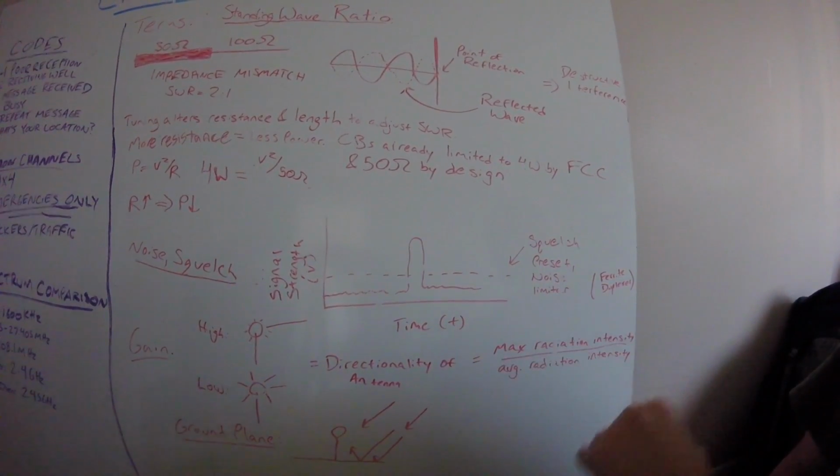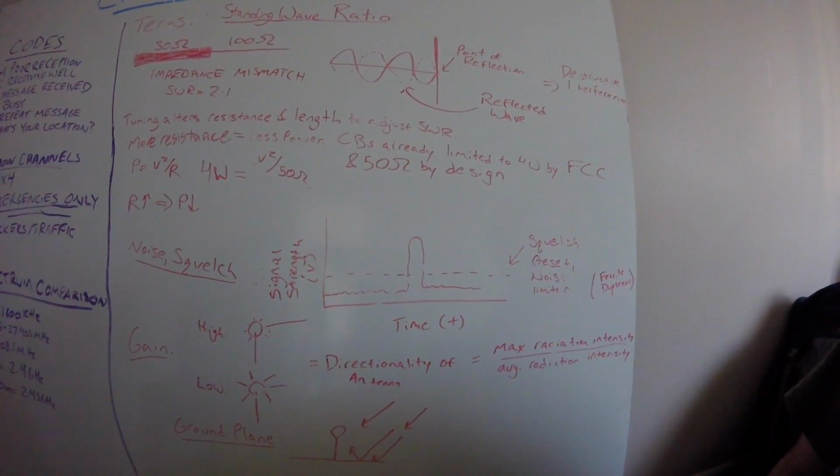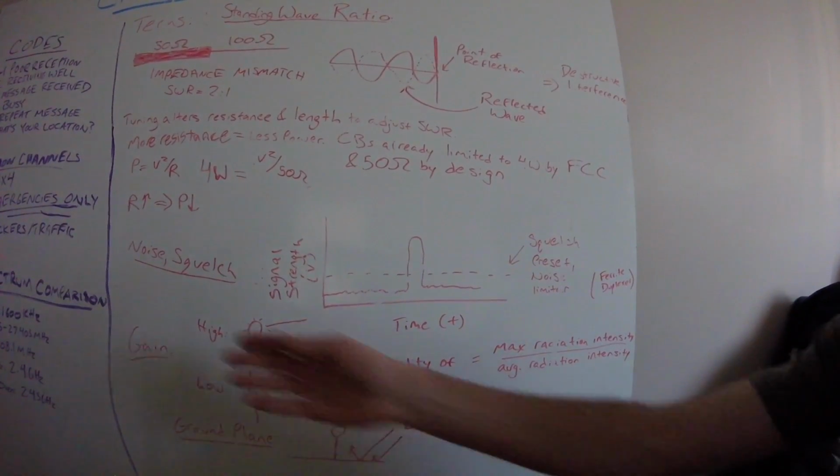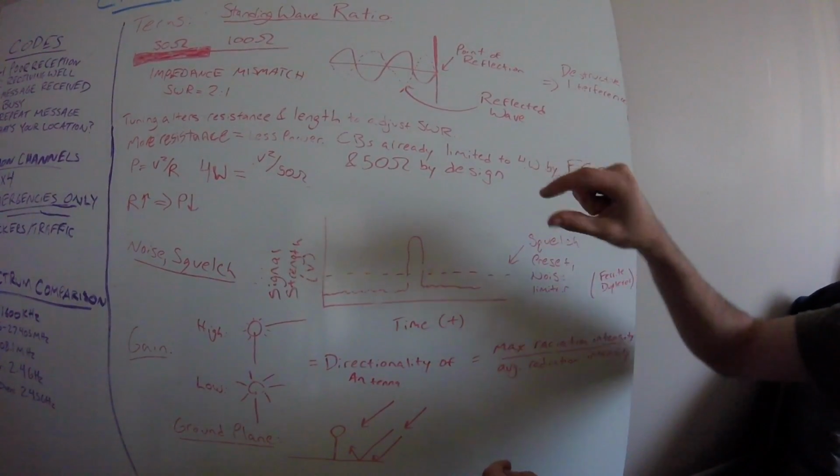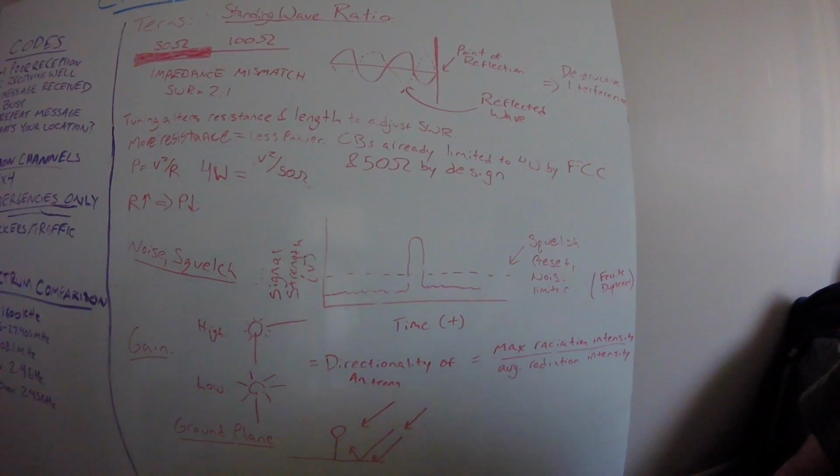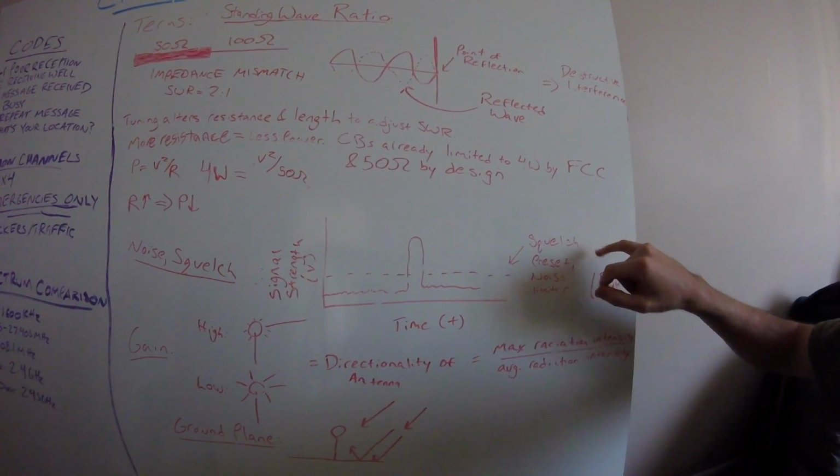So that's where the ferrite duplexer can kind of help by not always taking in noise, but also squelch is a term. Usually on your radio you'll have a little knob that will help you adjust the squelch. So the squelch is basically a noise limiter.